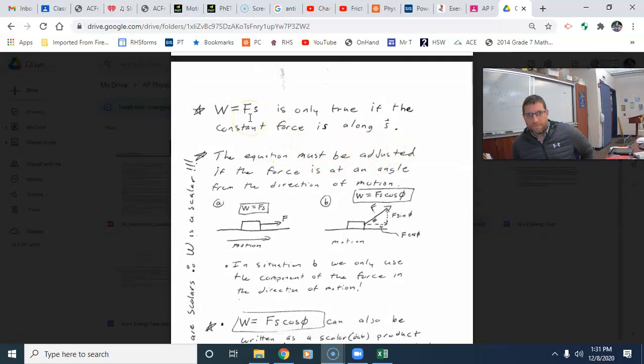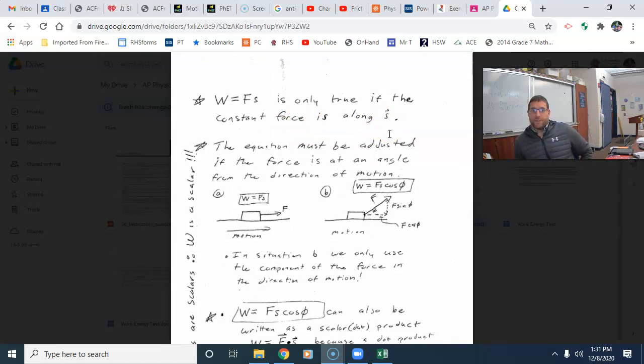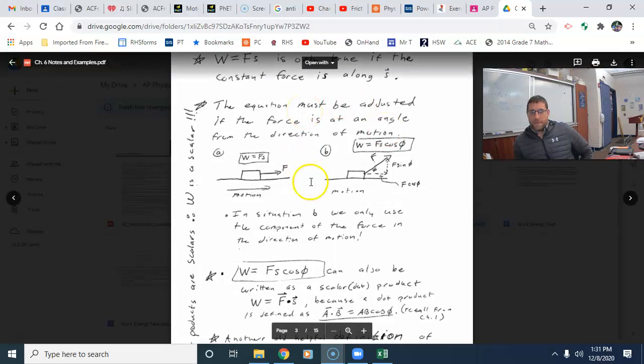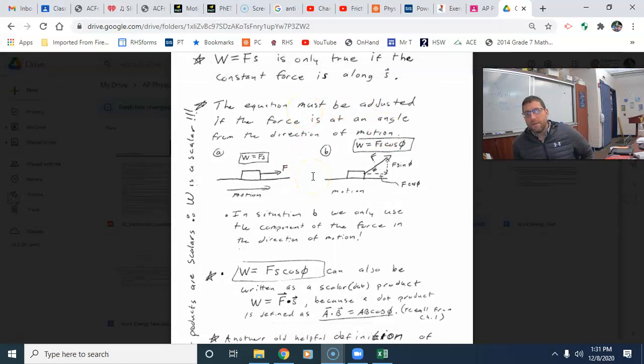Using this form of just F times S is only good if that force is along the same axis as our displacement vector S. So I broke down some scenarios here to show us what we have to do if it's not. Scenario A: we apply a force and it moves some displacement. I have a motion arrow down here, which just doesn't mean it's definitely moving, and its motion is caused by force F. You can see that force is on the same axis as the displacement, and I simply multiply the two.